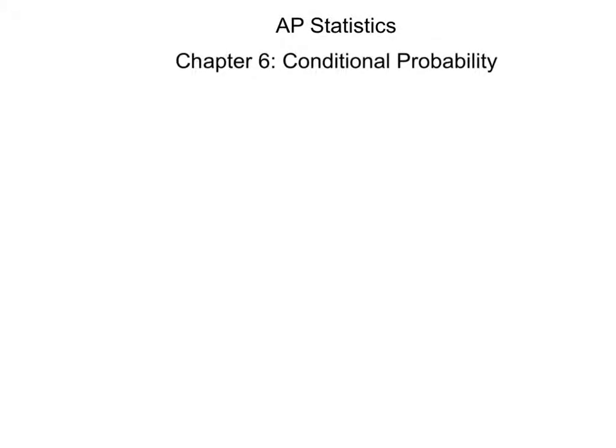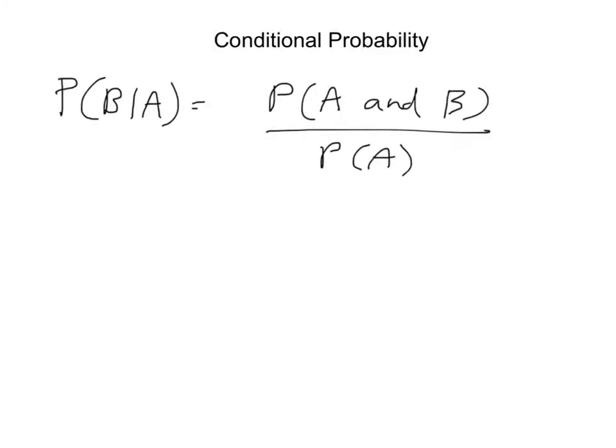This video is AP Statistics, and it's a continuation of Chapter 6, and it's all about conditional probability. So here we're going to do conditional probability. So basically it's P of B given that A has already occurred.